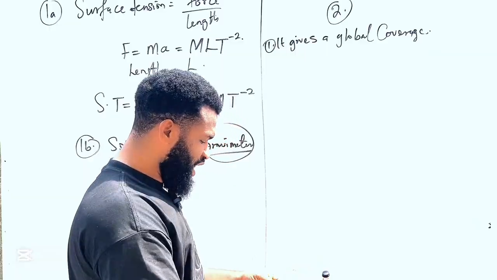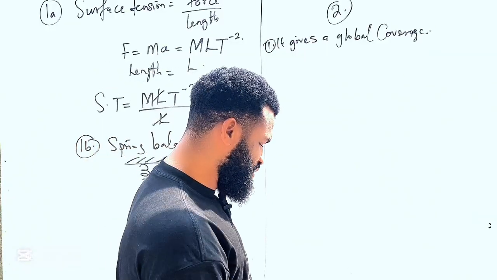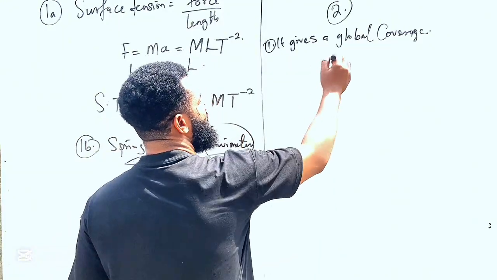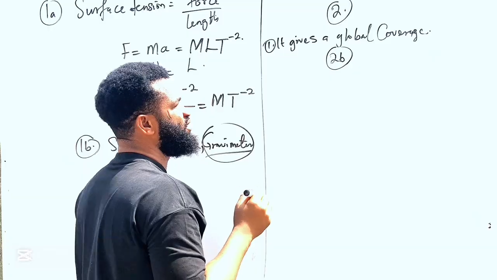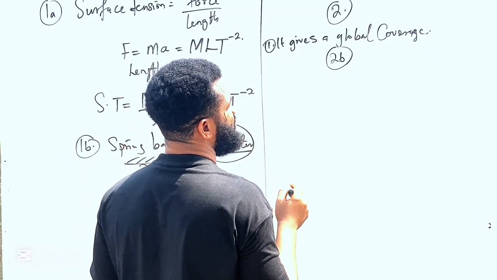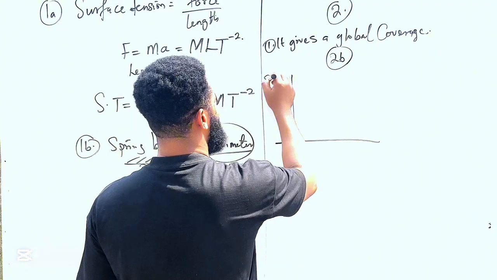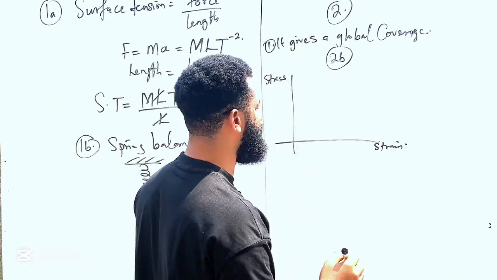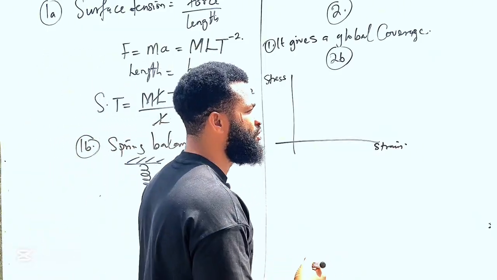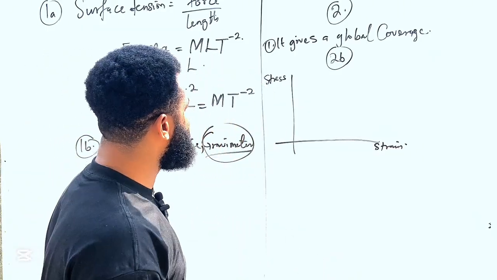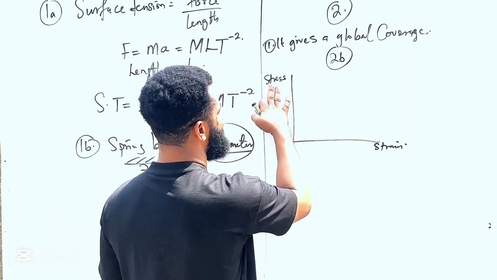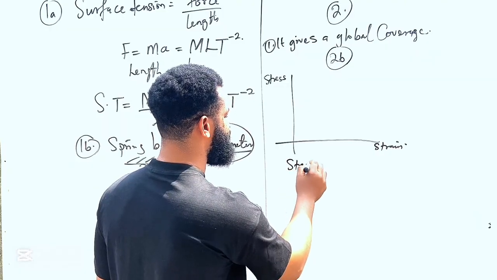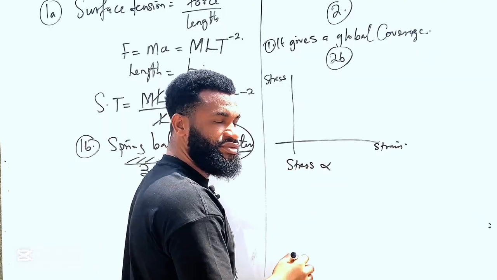The next one they ask us is number 2. What does the graph of tensile stress against tensile strain mean? If they plot a graph, what is going to be the slope? What we should know first is what stress and strain are. Remember that we said that stress is directly proportional to strain.